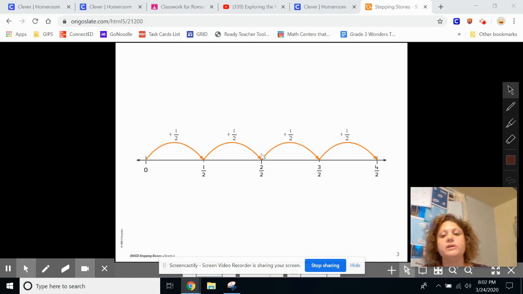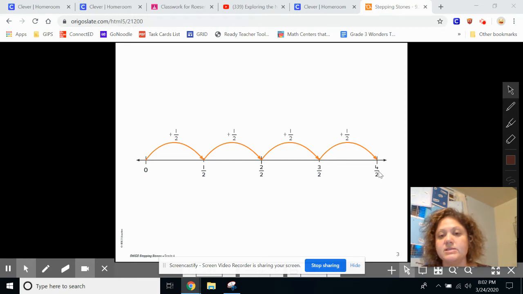Okay, then we're going to keep counting by halves. So here is another half, which is labeled 3/2, because 1 plus 1 plus 1 is 3, and we still have the same size pieces. And then we have another half, so we have 4/2.